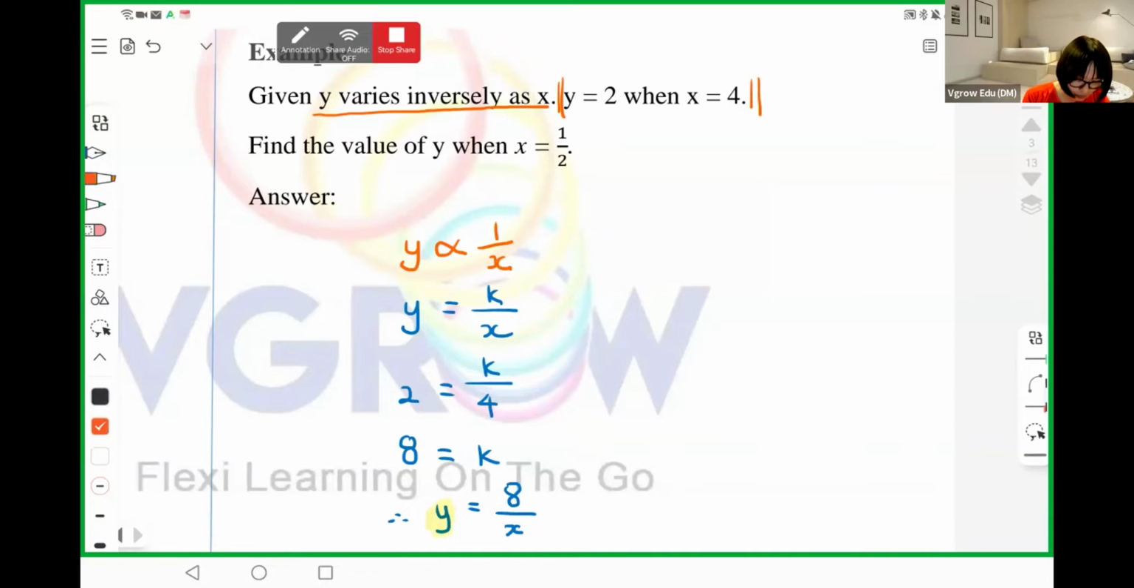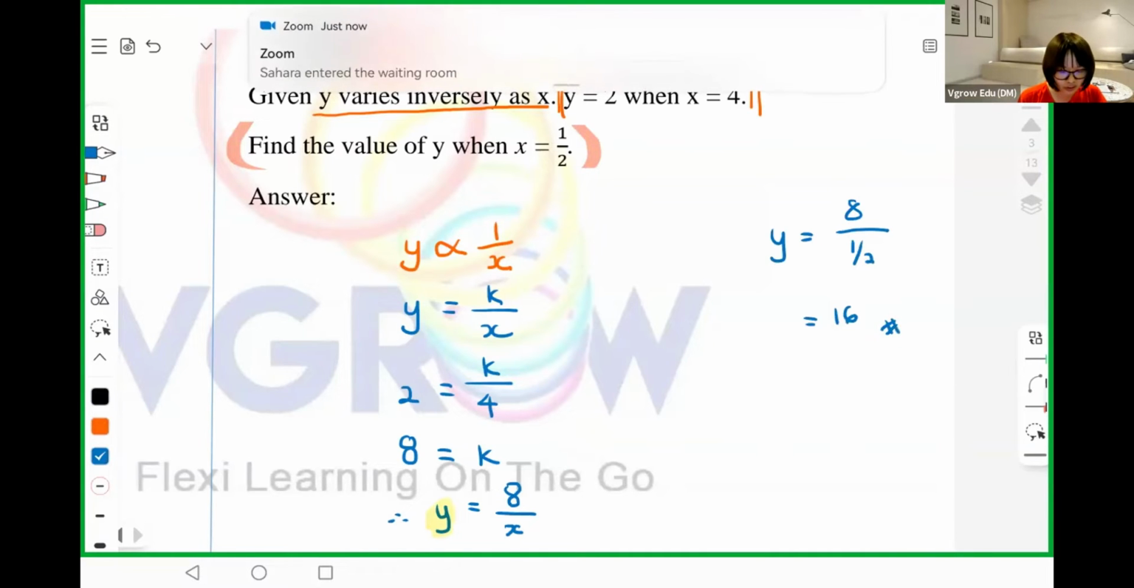Not complete yet. We have to continue to find y when x is 1 over 2. So y equal to 8 over 1 over 2. You can write like this, no problem. So it's actually 8 times 2, right? So the answer is 16. Got it.